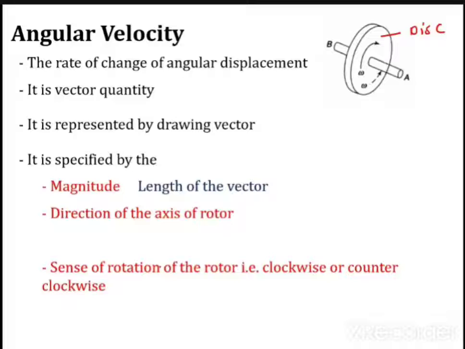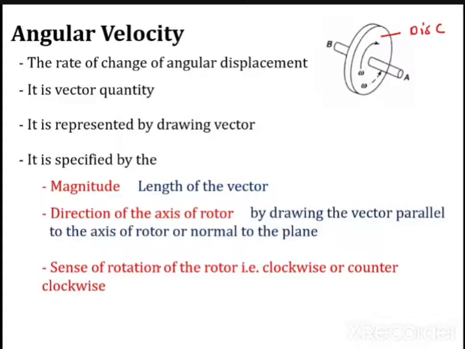Okay. So first, magnitude. How do you represent the magnitude? You represent the magnitude by considering it equal to the length of the vector. So the length of the vector will be equal to the magnitude. Then the direction of axis of rotor by drawing the vector parallel to the axis of rotor or normal to the plane. Okay, and then the third one is sense of rotation. Now, for example, in this case, let us say AB, by drawing a vector parallel to the axis of rotor.